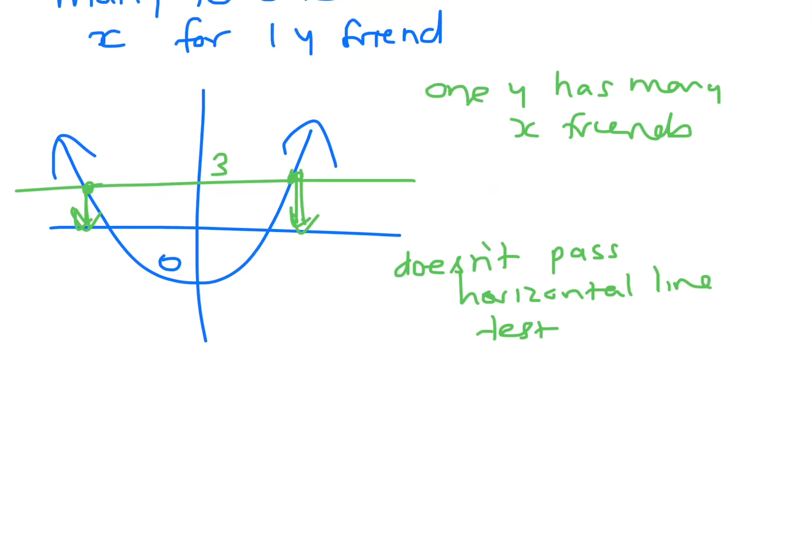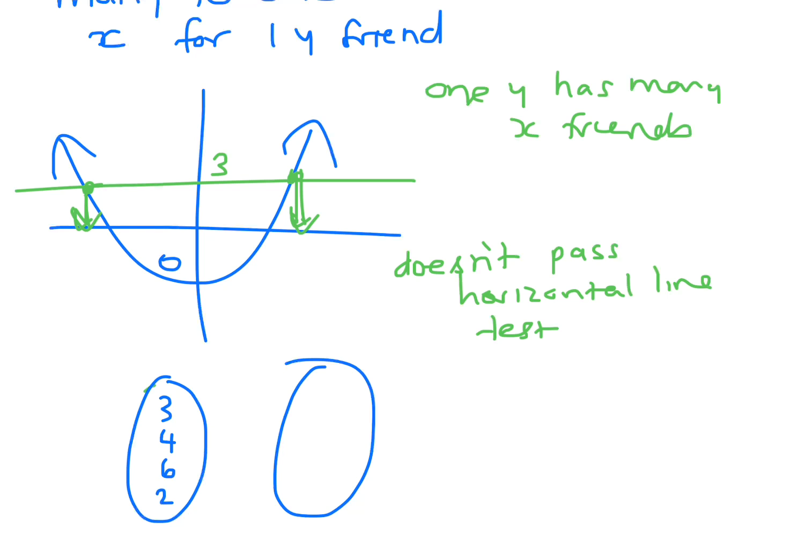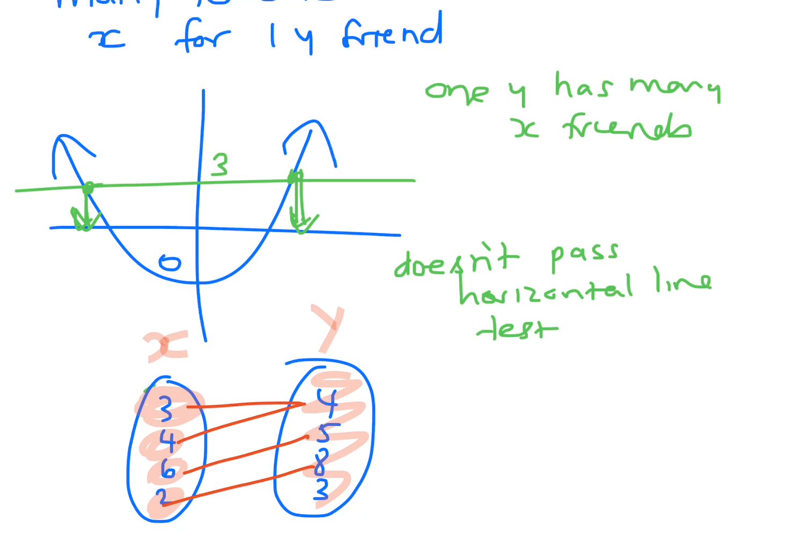And if you had a situation like this one here, 3, 4, 6, 2, 4, 5, 8, 3, do it back to front. So one Y can have many friends. Notice that all of these X's here are singular, but all of the Y's are not singular. So do it back to front and start with the one Y and map it to the many X's.